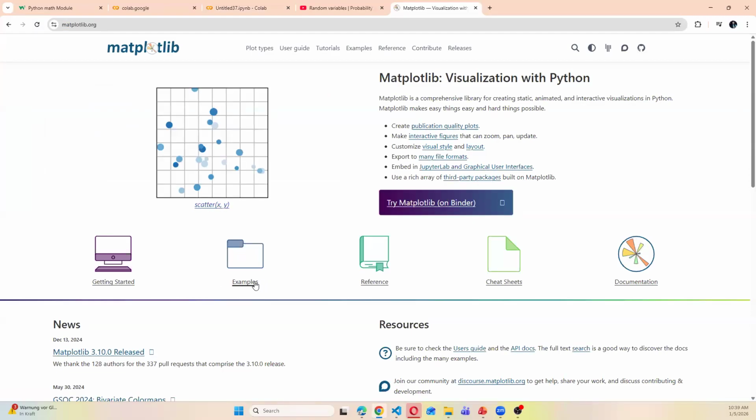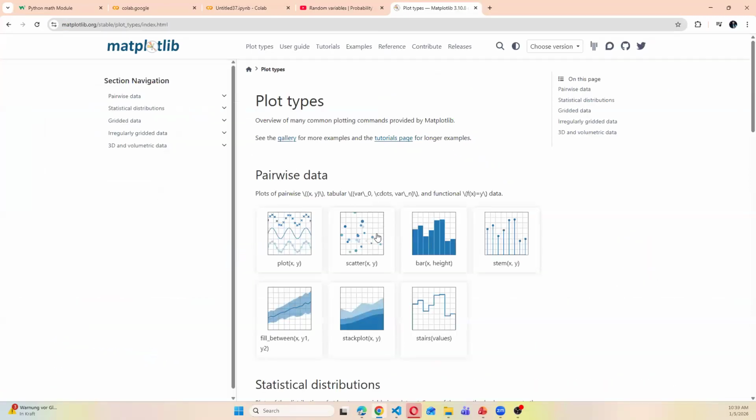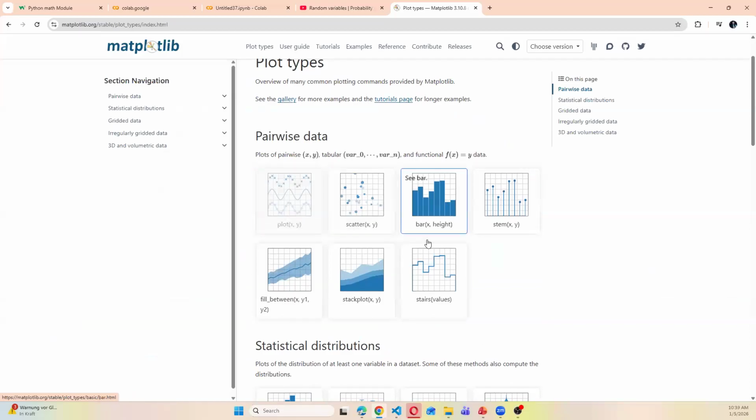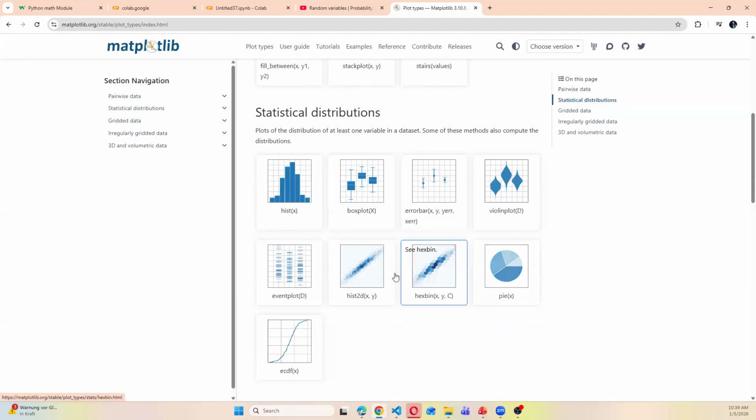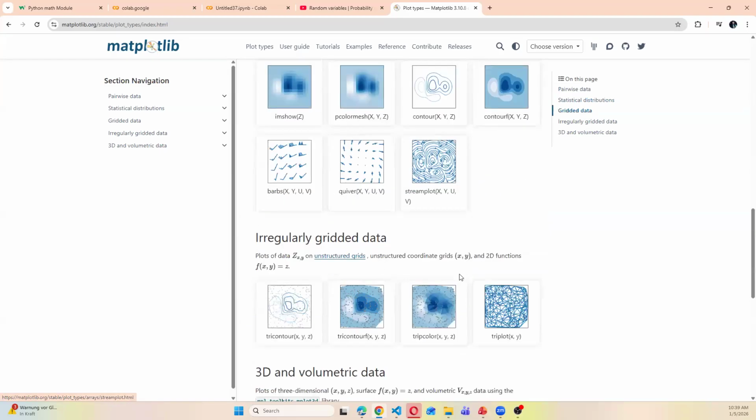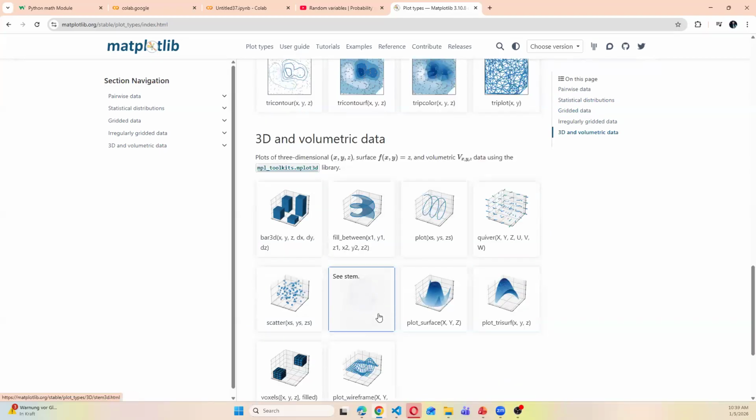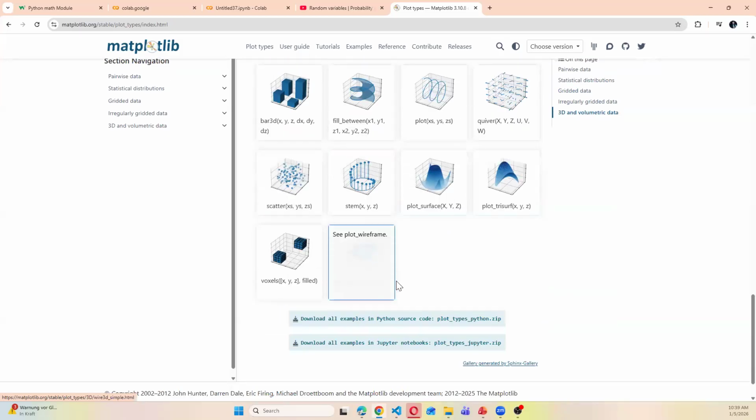So these are your examples. If you go to examples, you can see here, you can make these graphs. You can have statistic graphs, distributions. You can see here. All these graphs you can make, and the good thing is that it's very easy.